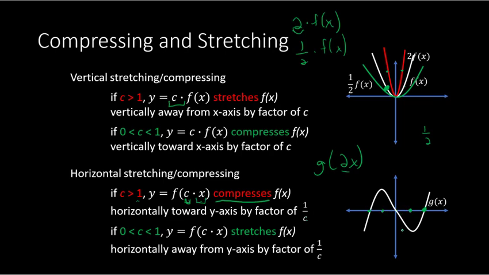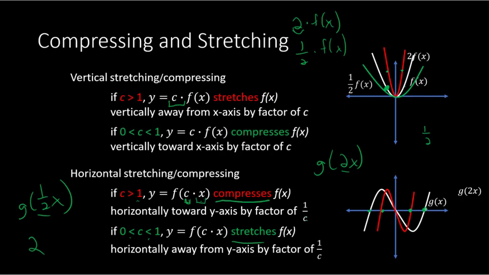And that's going to give you your new point. So if you do that, you're going to get a graph that looks something like this, where the graph is now squished together. And then if you had g of 1/2 x, 1/2 is between 0 and 1, so it's going to stretch out the graph. It's going to do that by a factor of the reciprocal of 1 over 2, which would be 2 over 1 or 2.